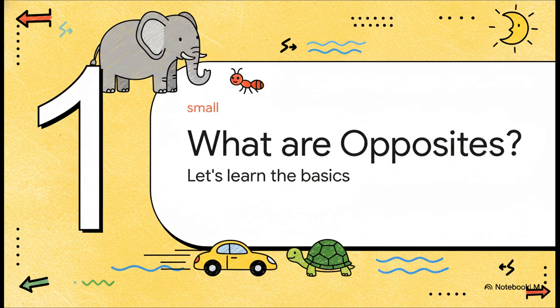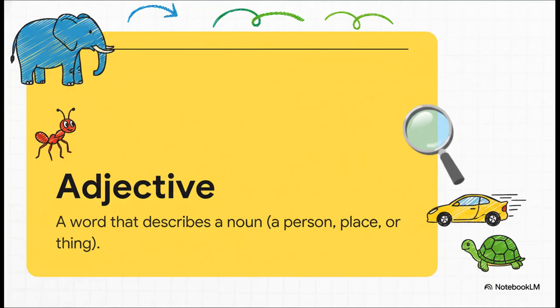We just need to understand two basic things. Okay, first things first. What's an adjective? An adjective is just a describing word. You know, it tells you more about a person, a place, or a thing, like saying a happy person or a big house. Simple, right?